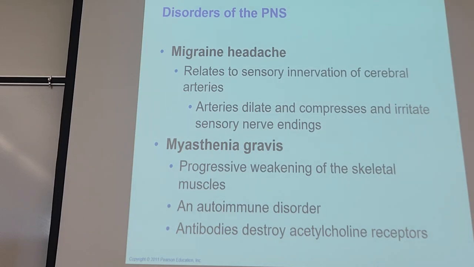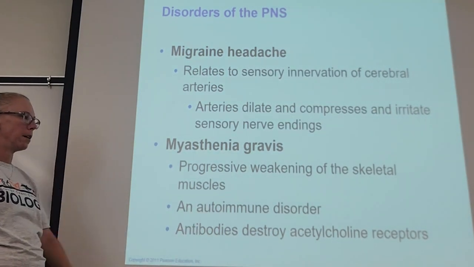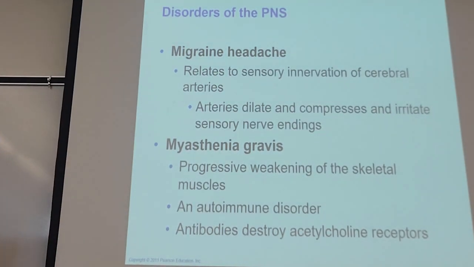And then myasthenia gravis, for any of you that have heard about it, is yet another disorder where your body starts to attack itself. It's autoimmune, which means your antibodies start destroying your acetylcholine receptors, and we know how important acetylcholine receptors are for muscle contraction. So if the receptors get destroyed, then muscle contraction gets affected, and it's a progressive weakening, similar to multiple sclerosis.